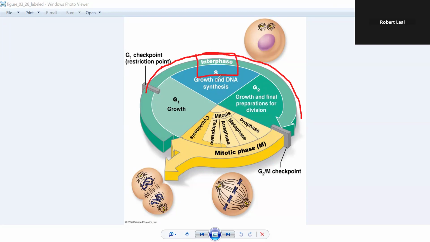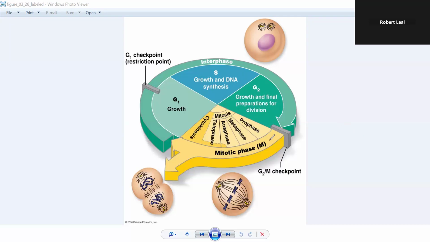Yes, interphase gets broken down in the G1 substage where it's growing, the S phase where DNA is being copied, and then the G2 phase making final preparations to separate everything that was copied. What you want to focus on, the growth stage where everything's copied, both organelles and DNA, is referred to as interphase.